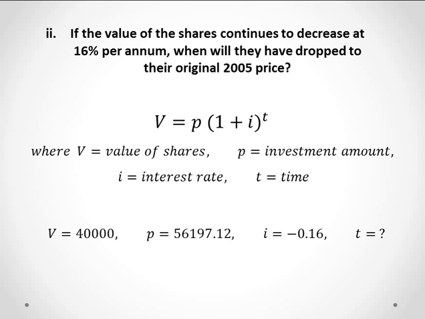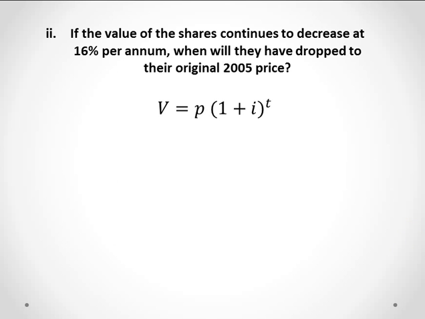So V is what we're trying to determine. So we can see here it's the original 2005 price, so it's 40,000. P is what we've determined there in part 1, which is 56,197.12. I now is equal to negative 0.16 because it's a decrease of 16% per annum, and T is what we're trying to determine.